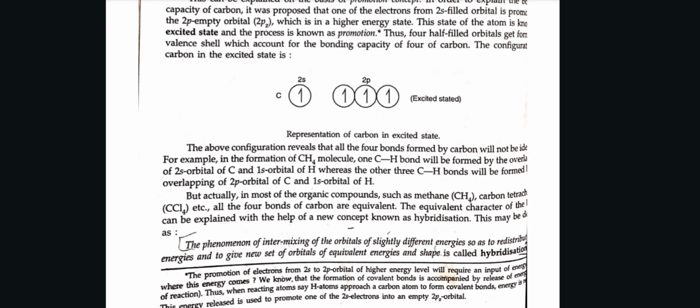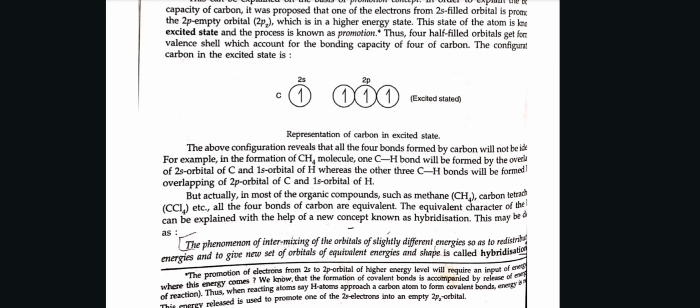The above configuration reveals that all the four bonds formed by carbon would not be identical. For example, in the formation of the CH4 molecule, one C-H bond would be formed by overlapping of the 2s orbital of carbon and the 1s orbital of hydrogen, whereas the other three C-H bonds would be formed by overlapping of the 2p orbitals of carbon and the 1s orbital of hydrogen. But actually, in most organic compounds such as methane CH4, carbon tetrachloride CCl4, etc., all the four bonds of carbon are equivalent.